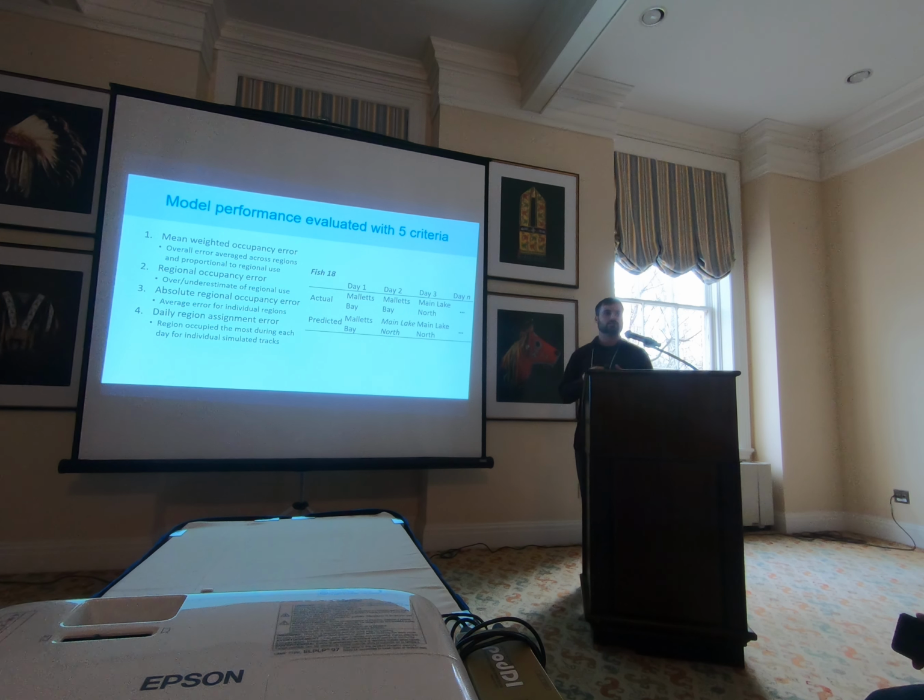And then lastly, thinking of more general ways that data might be used, looking at the daily region assignment. So across all days, which region was used most frequently by each of these models? And does it represent what was actually occurring? So here's an example where we have the actual region that was used most frequently for each day, and then predicted from a model, and you can see that for one of those days it was not correct. So we just look across all the days for each of the simulated tracks, for each of the models, and figure out how accurate they were, what was their error.